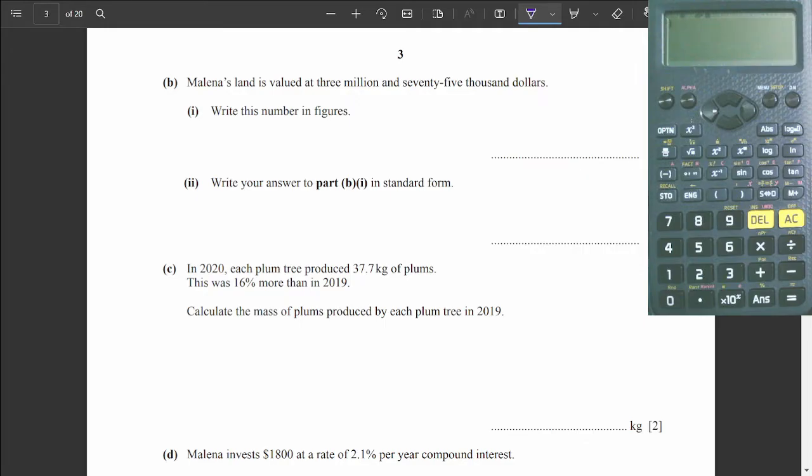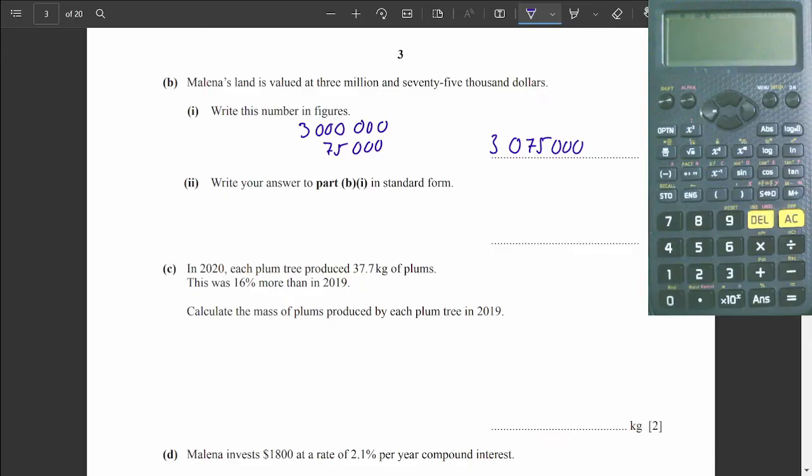Question 1b. Malena has land valued at 3,075,000. Write this number in figures. Be very careful. Yes, it looks easy, but it's easy to make a mistake. 3 million looks like that. 75,000 looks like that. So don't leave out that little 0.